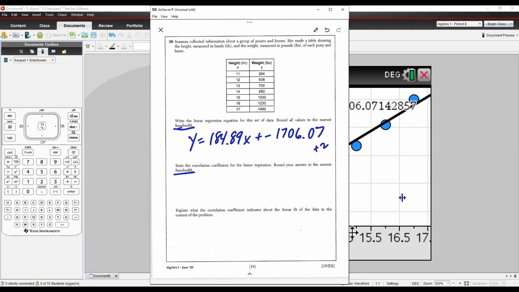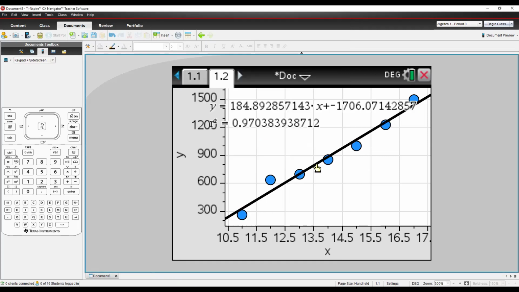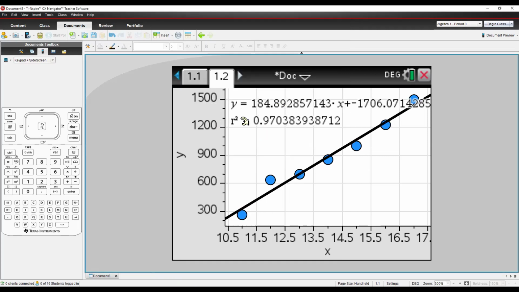Now we got to get the correlation coefficient. Again, if you click on this, this right here is r squared. We don't want r squared, we want r. So we're going to take the square root of this number, and that's going to give us the correlation coefficient, and we're going to round it to the hundredths place. So, I'm writing down on my paper 0.9703839. That's enough numbers. You should enter about 6 or 7 numbers, and then that should be fine.